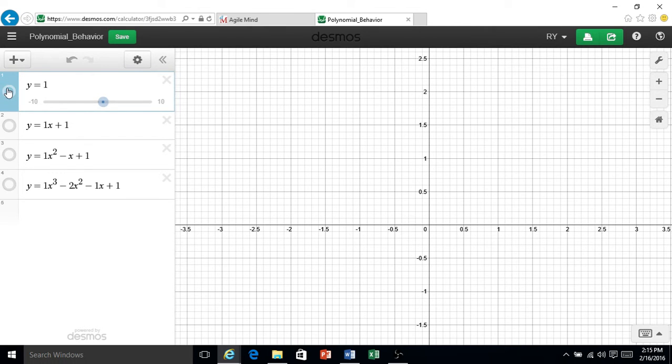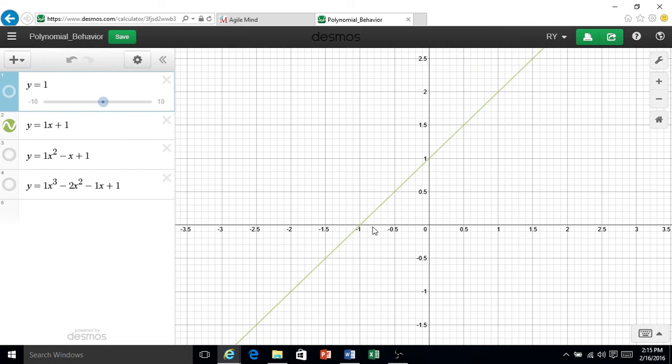So here's a polynomial of 0th order. It has no x dependence. It's just a constant, y equals 1. It is a 0th order polynomial. It has 0 roots.